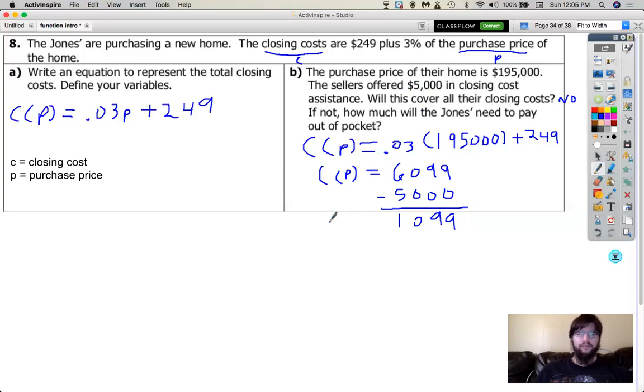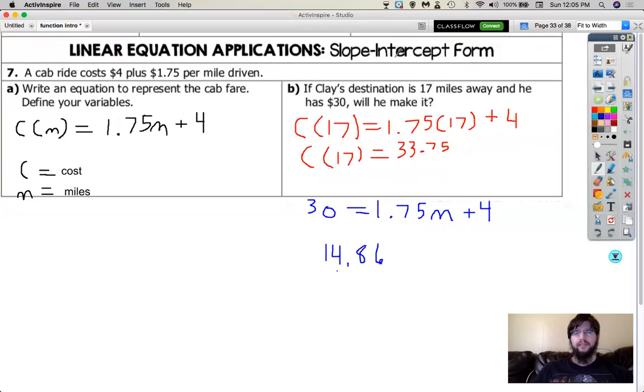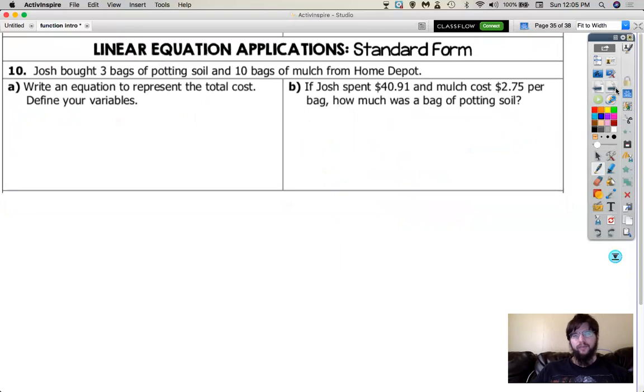All right. So if we're dealing with word problems, sometimes it's useful to put it in slope-intercept form. Sometimes it's more useful to put it in standard form. So Josh bought 3 bags of potting soil and 10 bags of mulch from Home Depot. So we got potting soil and we got mulch. Okay, let's write an equation to represent the total cost. Potting soil, mulch, cost. That's 3 different variables we got going on. Okay, so we know it needs to equal the cost.